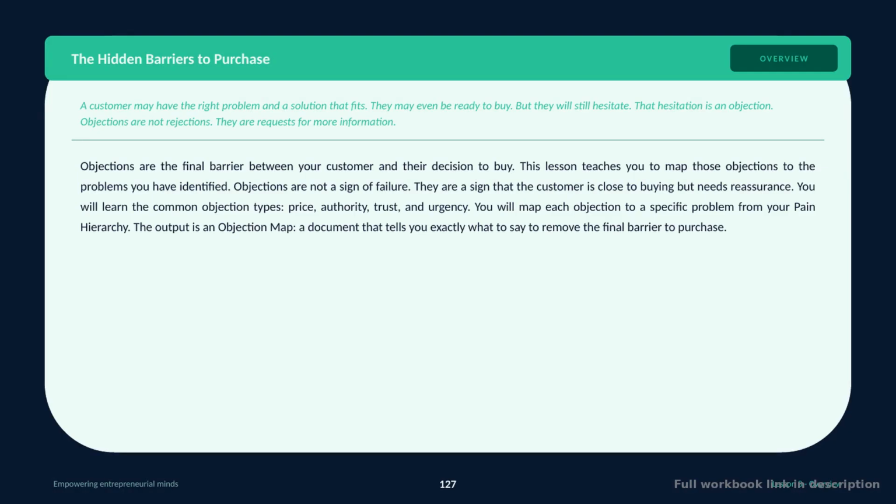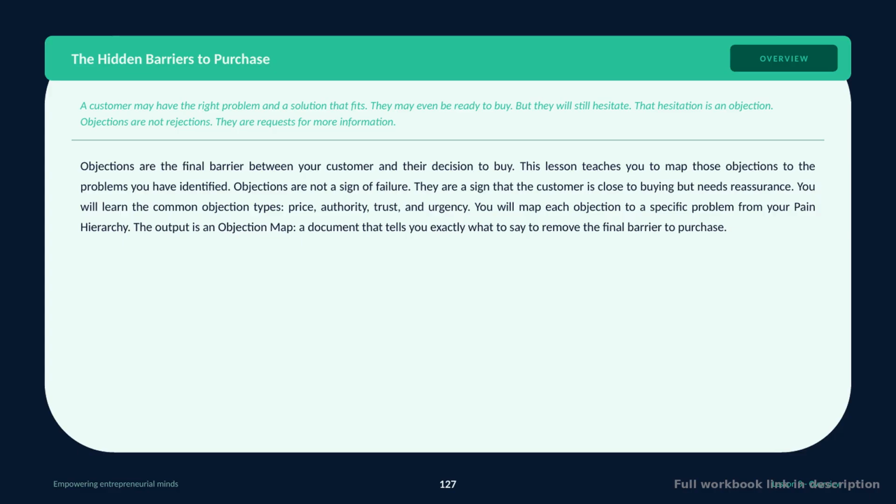A customer may have the right problem and a solution that fits. They may even be ready to buy, but they will still hesitate. That hesitation is an objection. Objections are not rejections. They are requests for more information. Objections are the final barrier between your customer and their decision to buy.